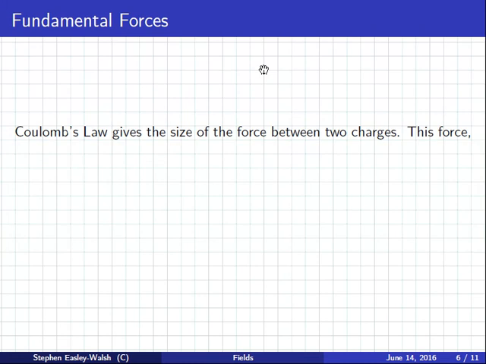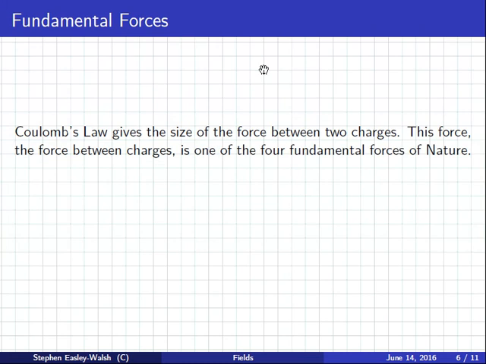Coulomb's law gives the size of the force between two charges. This force, the force between the charges, is one of actually four fundamental forces in nature. Now we have one of them: the force between charged particles, the force that pushes protons away or pulls protons and electrons together. That is one of the four forces, this Coulomb force.